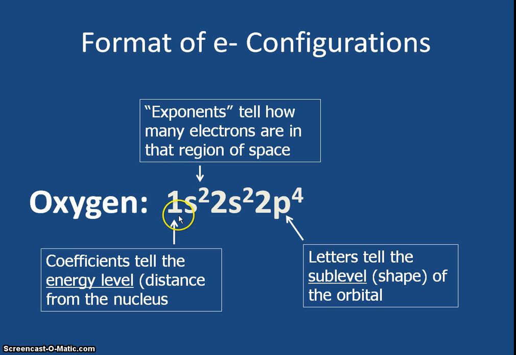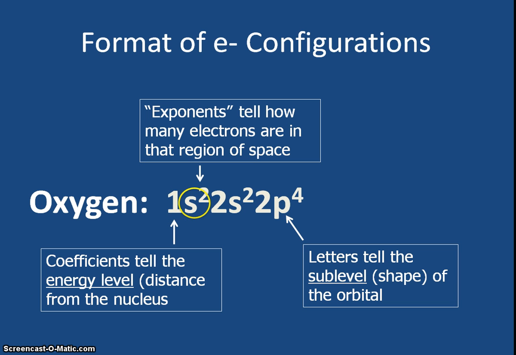So let's start with the coefficients, and remember that word for math is just the big number in front of a variable. So this coefficient here tells you what energy level the electrons are in. So this one describes the first energy level, this is the second energy level, so we've moved out a little bit. The letters tell you the sublevel, and remember that's a fancy way to say shape. So this is describing a peanut shape that's the second distance from the nucleus. This S is describing a sphere shape, and it's the first distance from the nucleus.